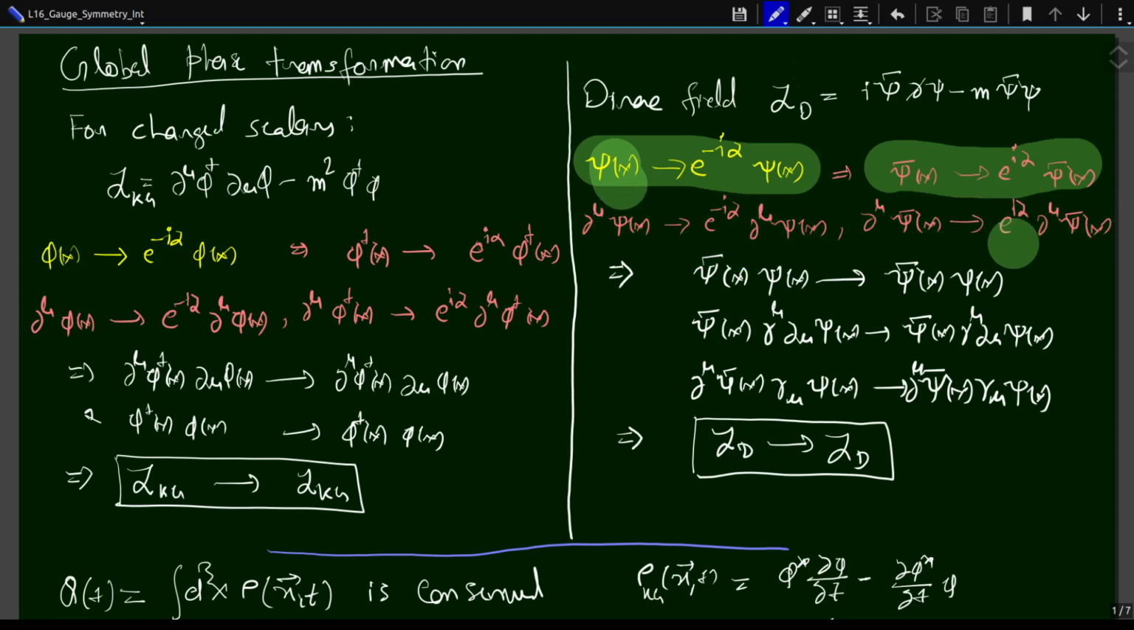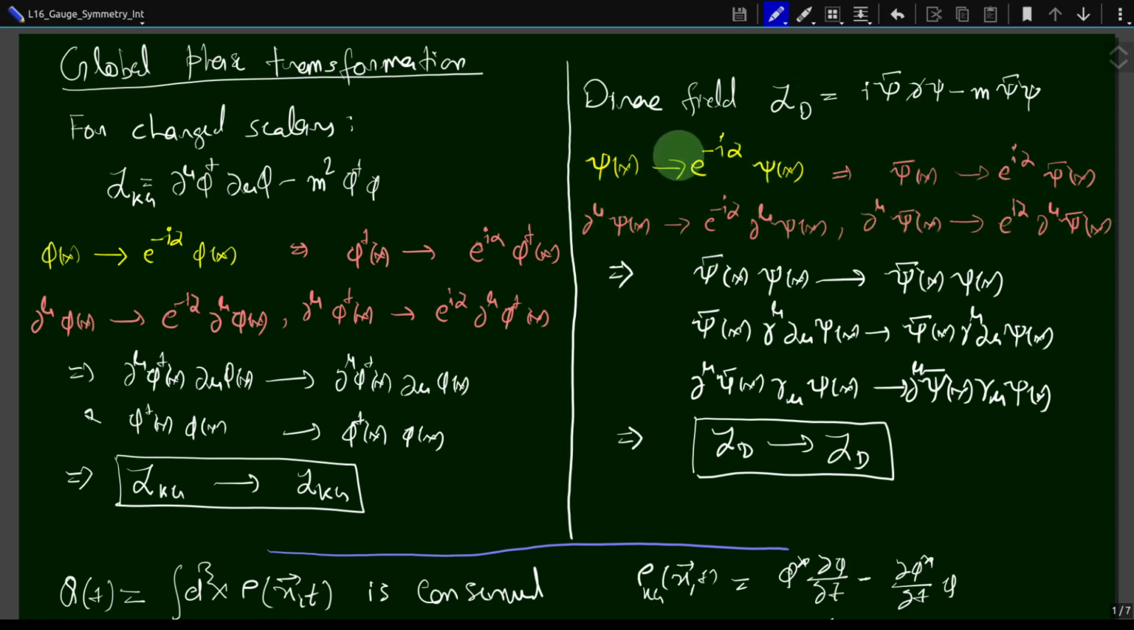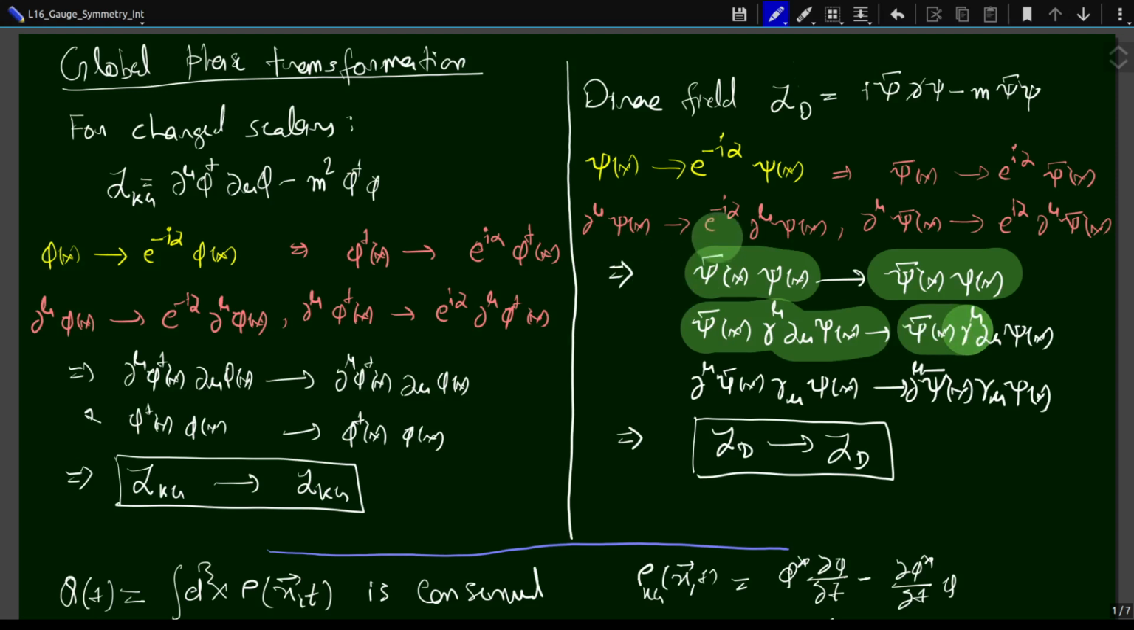Okay, so if I put those transformations together, then psi bar psi remains invariant term wise. And psi bar gamma mu del mu psi will also go to psi bar gamma mu del mu psi, because del mu psi will change with exponential minus I alpha, and psi bar will change with exponential I alpha, and it remains as it is. And just for completeness, I'm also writing the term del mu psi bar gamma mu psi, which also goes to del mu psi bar gamma mu psi.